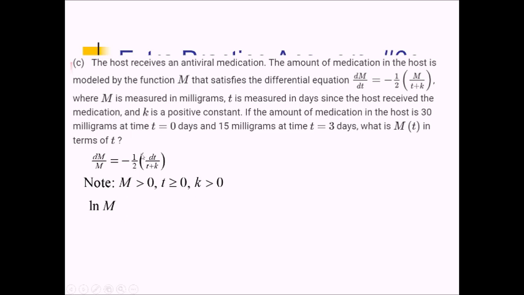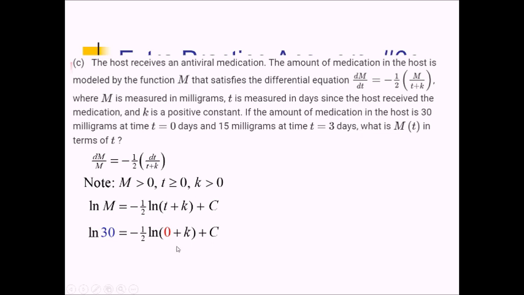Over on the right side, I can write negative 1/2 ln of just t plus k, also with no absolute value, plus c. All right, so at this point, let me go ahead and solve for c. To do that, I'm going to plug in our initial condition, which was 0 days for t and 30 milligrams. So I have ln of 30. And over here, this is going to be negative 1/2 ln of 0 plus k plus c.